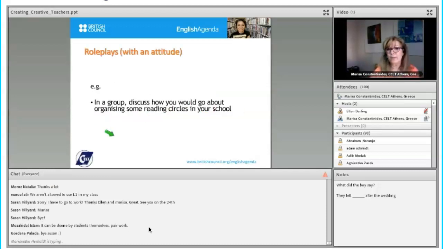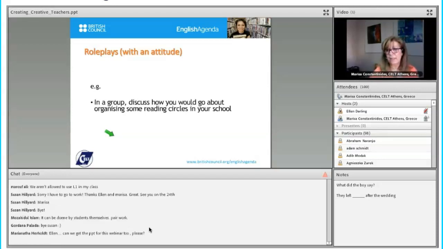Okay, role plays are also great to use, but role plays with an attitude. Now we are moving a little bit towards activities that are not simply practice of the building blocks of creativity like fluency, flexibility, elaboration, and originality, but we are moving towards more holistic activities. So this is like the end product of what teachers need to do.